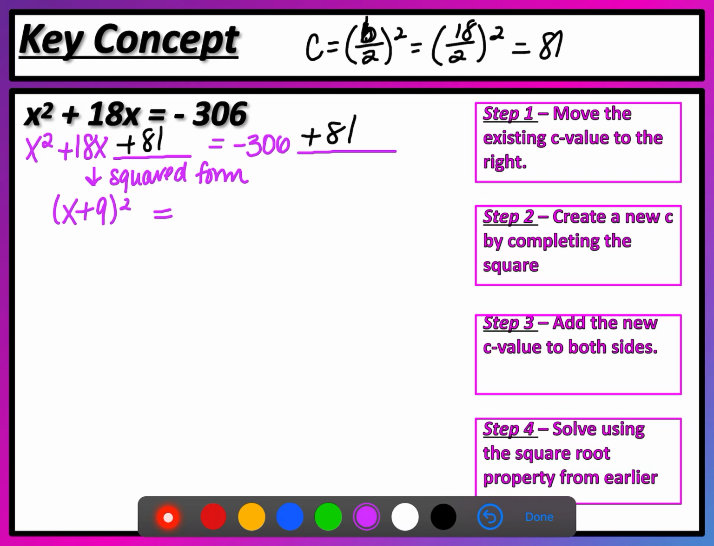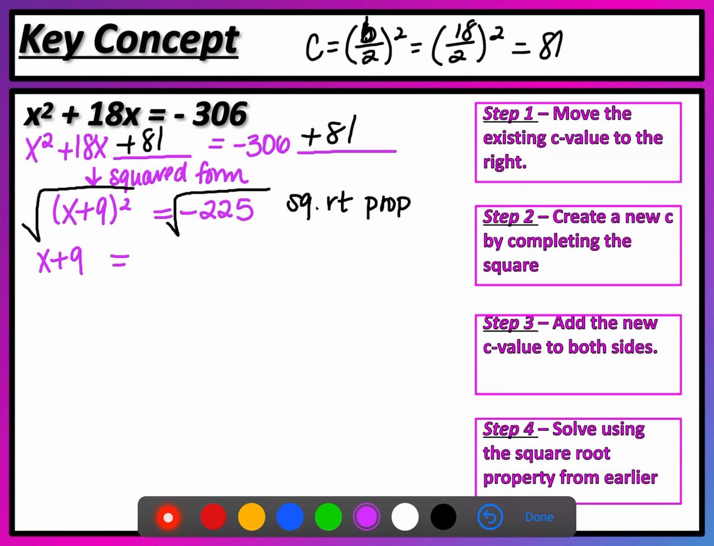If you really need to, you can go ahead and big X and group that, but you better be quick about it because the problem is already a terribly long process. You don't want to add too many extra steps here. And then all I did was simplify on the right, negative 306 plus 81. Okay, and now we're going to square root property. So x plus 9 equals plus or minus the square root of 225. All right, what's going on with 225?